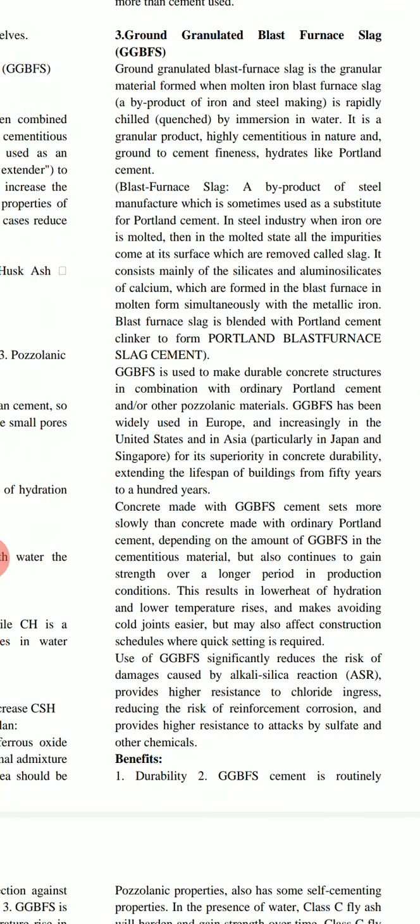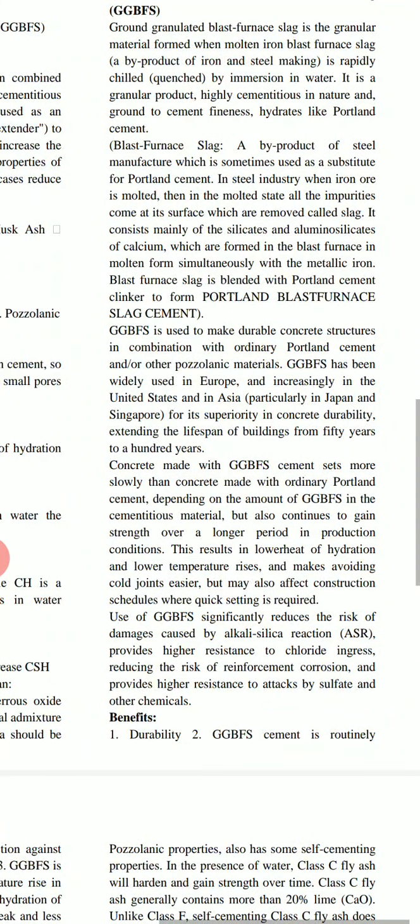GGBS is used to make a durable concrete structure in combination with ordinary Portland cement or other pozzolanic materials. GGBS has been widely used in Europe and increasingly in the United States and in Asian countries for its superiority in concrete durability, extending the lifespan of buildings from 50 years to 100 years. So when you add GGBFS to Portland cement, the durability of the concrete is going to increase.